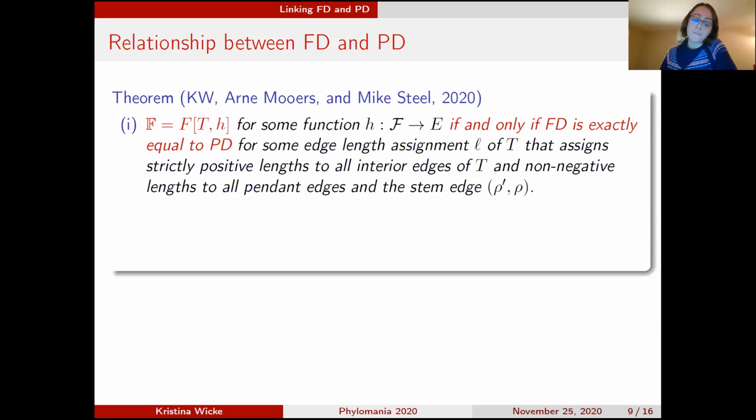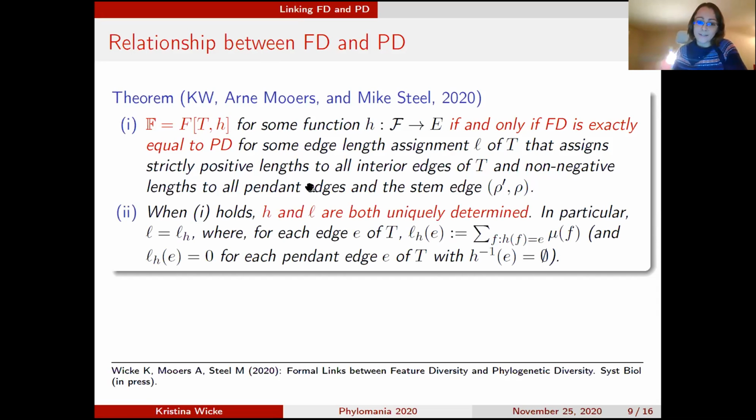We could show that a given feature assignment can be realized under this model for some function h, if and only if feature diversity is exactly equal to phylogenetic diversity for all subsets of species for a certain edge length assignment that assigns strictly positive length to all interior edges of T and non-negative length to all pendant edges and the stem edge. And so this really means that phylogenetic diversity will only capture feature diversity exactly or precisely if the underlying feature set can be explained by this model. And when this is the case, then H and L are both uniquely determined.